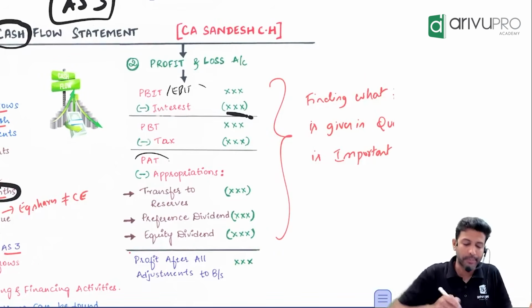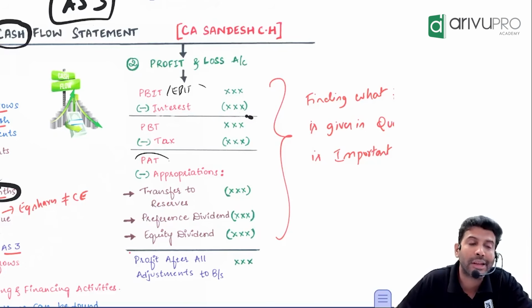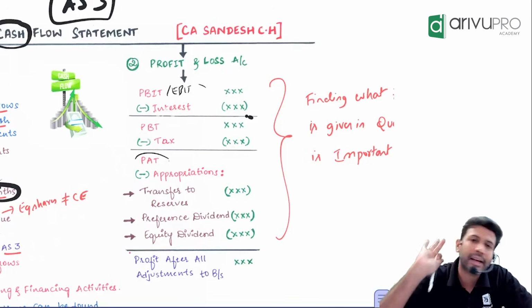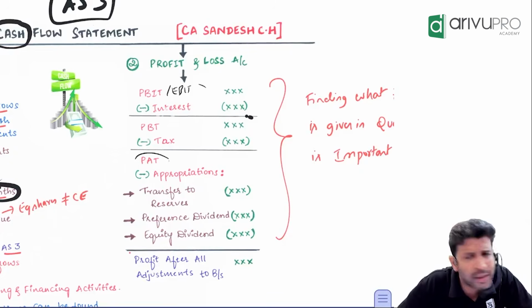Let's go one step back. Operating cash flow, I told, can be found out under two methods. What are those? Direct method, indirect method. So what does direct method mean? Direct method means the cash flow information is directly given to you in the question.